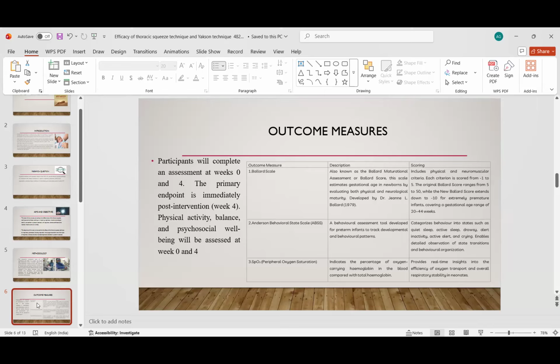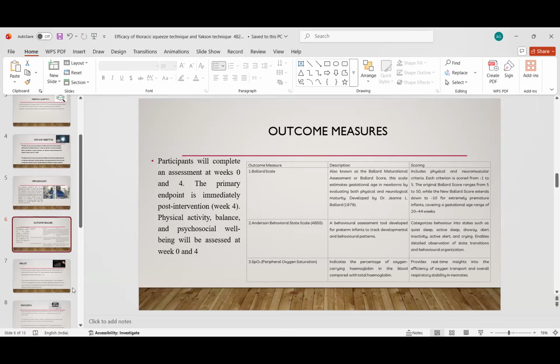And then peripheral oxygen saturation, which indicates the percentage of oxygen-carrying hemoglobin in the blood compared to the total hemoglobin, and provides real-time insights about the efficiency of oxygen transport and respiratory stability in neonates. So here the participant will complete an assessment at week 0 and 4. The primary endpoint is immediately post-intervention, that is week 4. Physical activity, balance, and psychosocial well-being will be assessed between week 0 and week 4.